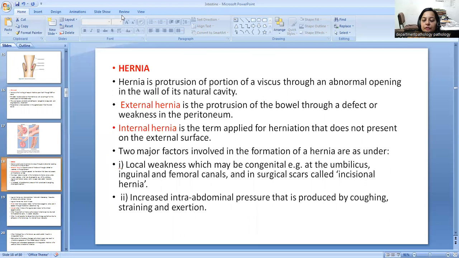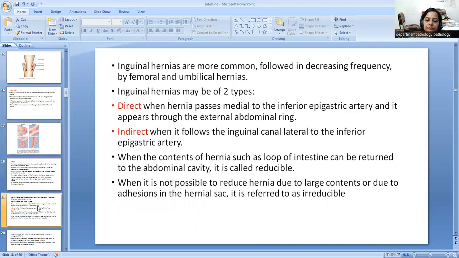First of all, there is local weakness which may be congenital, like at the umbilicus, inguinal and femoral canals, and in surgical scars, called incisional hernia. Then there can be increased intra-abdominal pressure that is produced by coughing, straining, and exertion. So inguinal hernias are most common, followed in increasing frequency by femoral and umbilical hernias. Inguinal hernias may be of two types, direct and indirect.